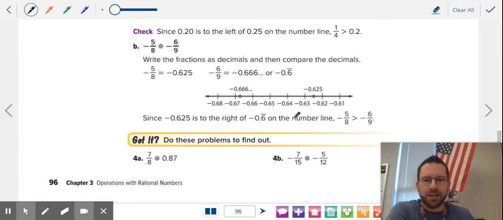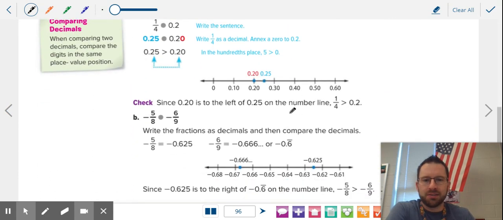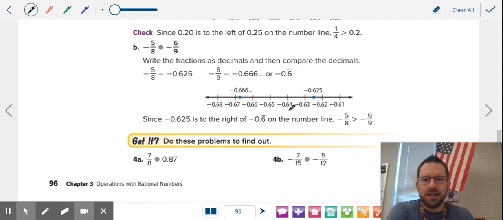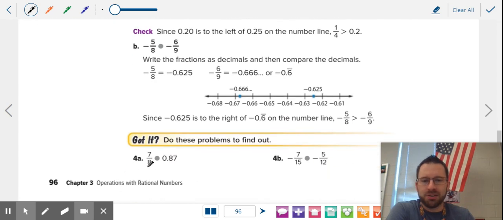Now, when you're comparing fractions and decimals, the easiest thing you can do, especially if you have a decimal and a fraction, is to turn one into a decimal. So I know that this is 0.875. You can use that little chart.